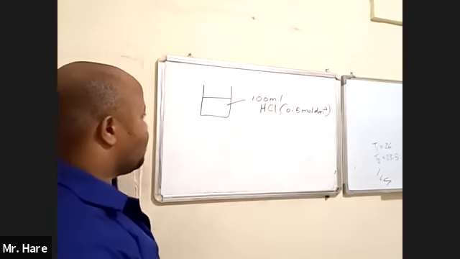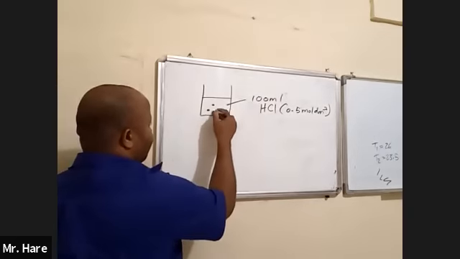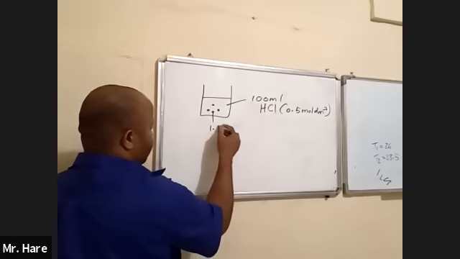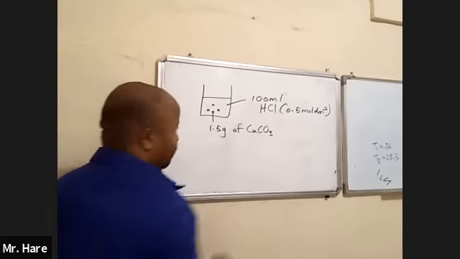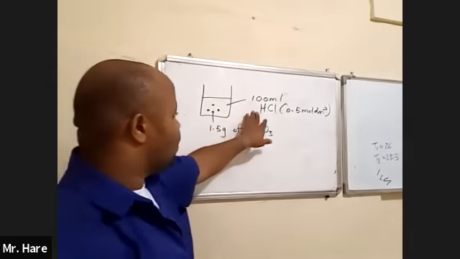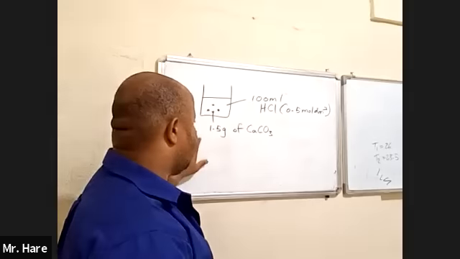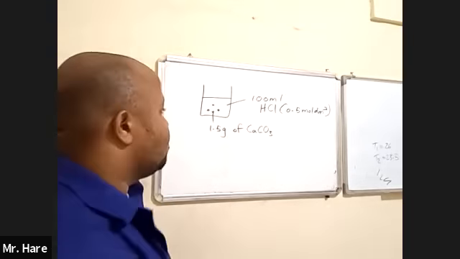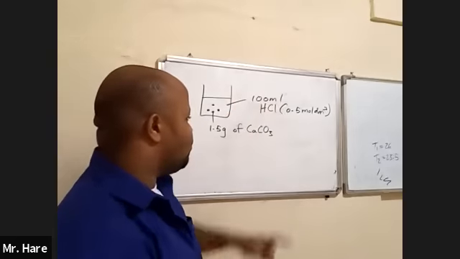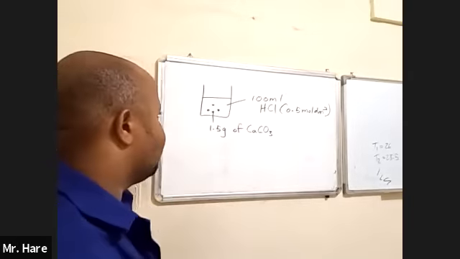Now, inside the container, you put 1.5 grams of calcium carbonate. So you put 100 mL of 0.5 moles per dm³ hydrochloric acid in a container with just 1.5 grams of calcium carbonate. Do you think all of the HCl is going to react with this small amount of calcium carbonate? No, sir. No, exactly.